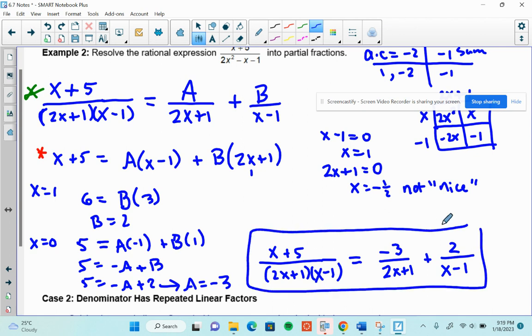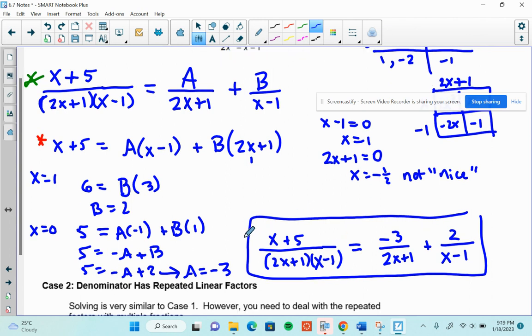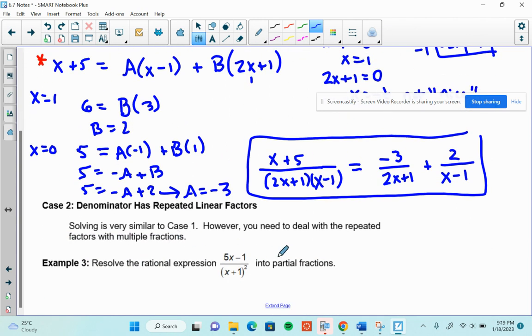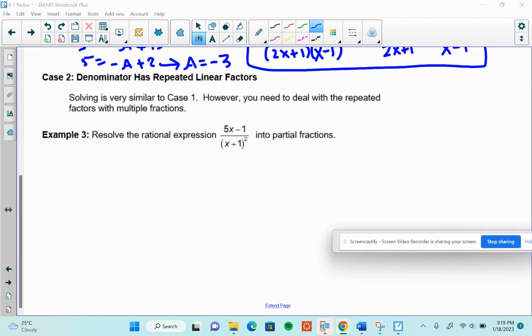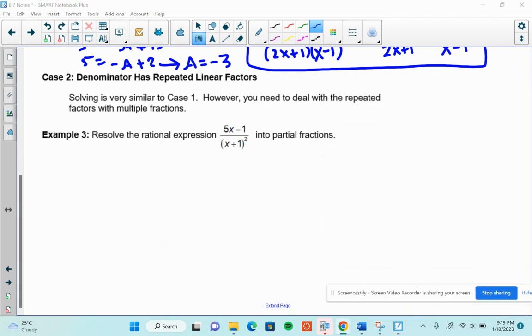Okay. Now we're going to move on to a different case. What happens if the denominator has repeated linear factors? So still linear factors, but what if I have repeated linear factors? So an example is right here, where we have the factor x plus 1 twice. That's a repeated factor. So x plus 1 times x plus 1. Like it says, solving is very similar to case one. However, you need to deal with the repeated factors with multiple fractions.